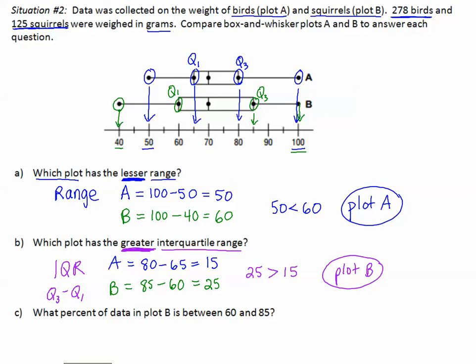Next question. What percent of data in plot B is between 60 and 85? So we're only looking at plot B, and between 60, which is at Q1, and 85, which is at Q3, this is two of the four parts. This is 25% and 25%. So between those, 25% plus 25% makes 50%.